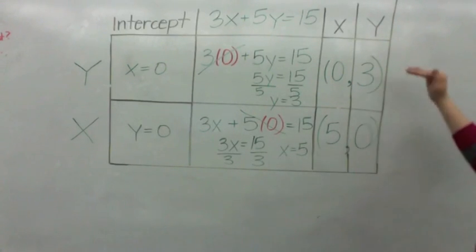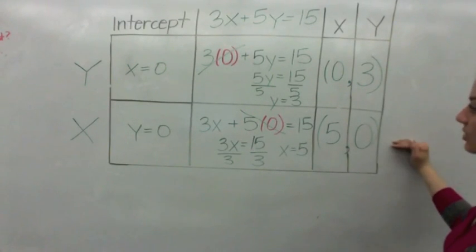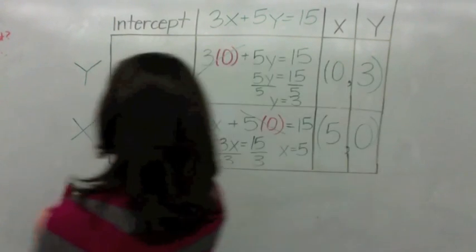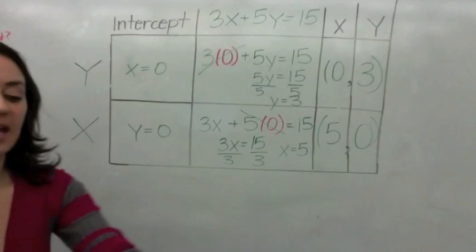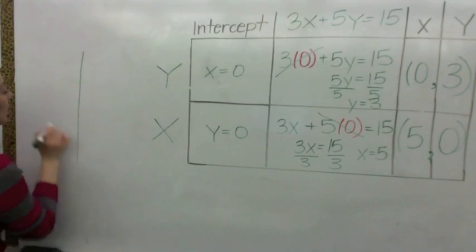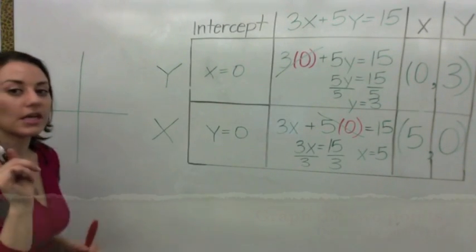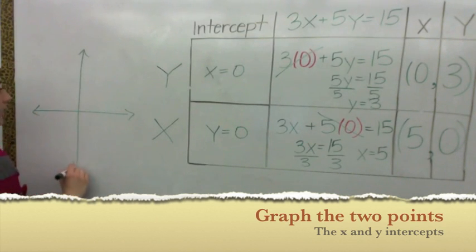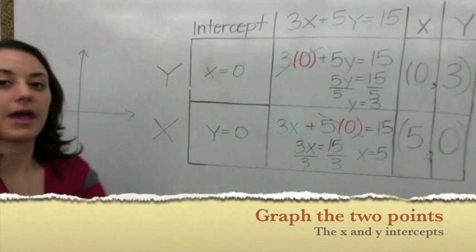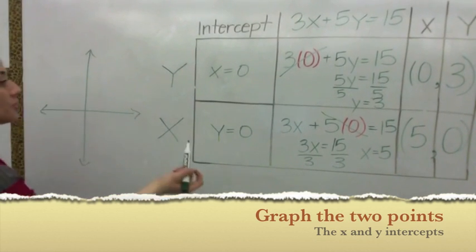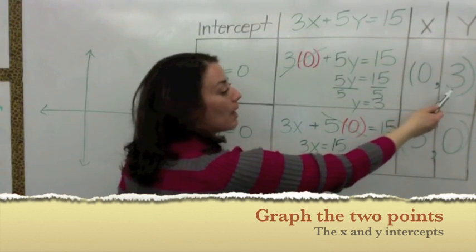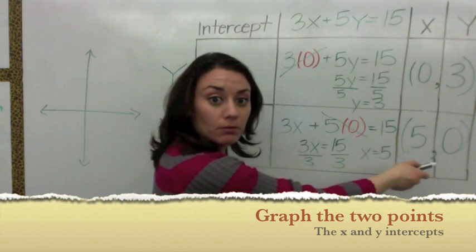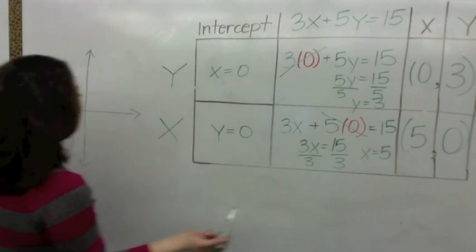Now, you have the y-intercept and the x-intercept. What did I say? You have the y-intercept and the x-intercept. And now you can go ahead and graph. On a coordinate plane, you only need to graph 2 points. What are the 2 points? The first point is 0, 3. The second point is 5, 0. Don't go up, okay? So here we go.